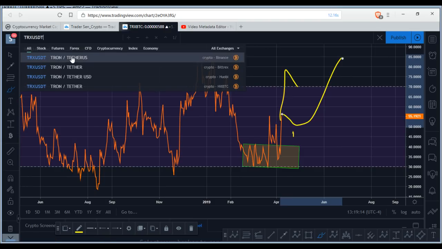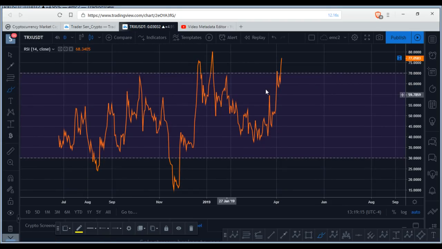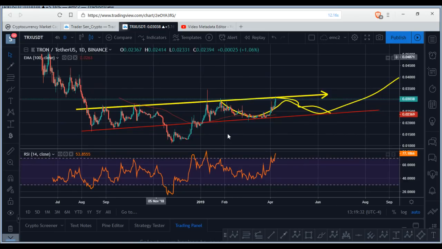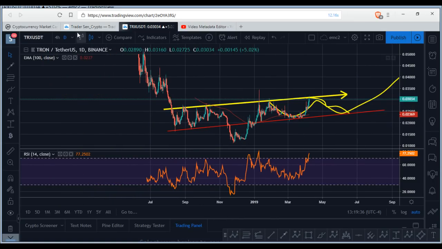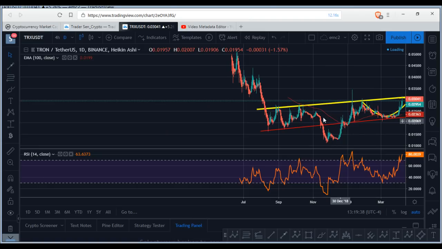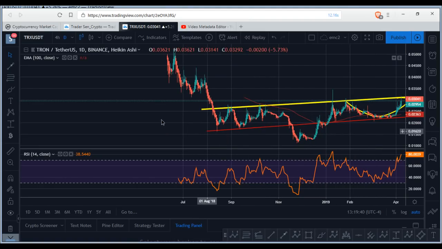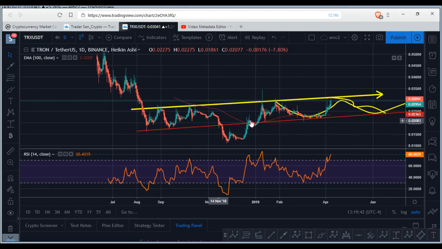Tron USD Tether. You've got to think about it, right? The RSI is almost 77, and I think we're getting an inverse head and shoulders. You can even see it on the RSI, just by looking at the RSI, we've got an inverse head and shoulders. Let's take a look at the price action. Nice inverse head and shoulders, right?